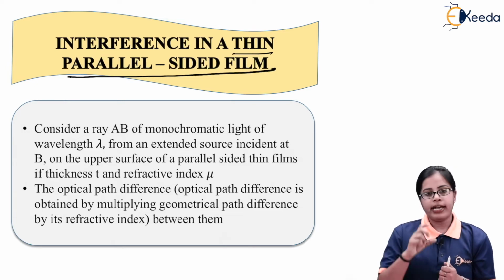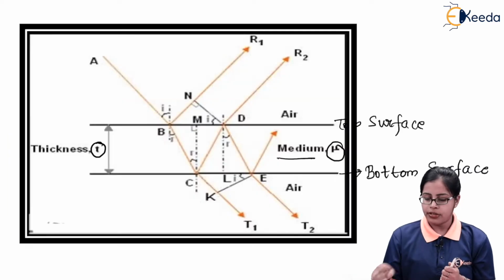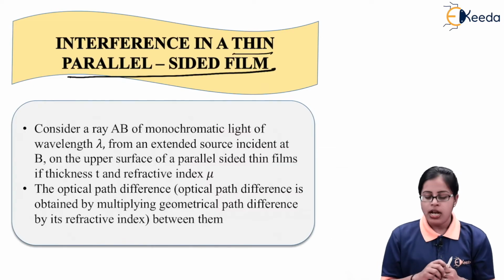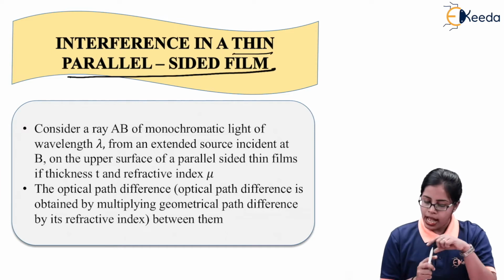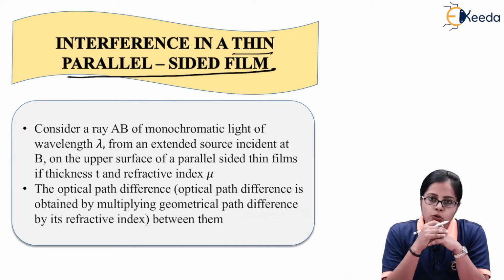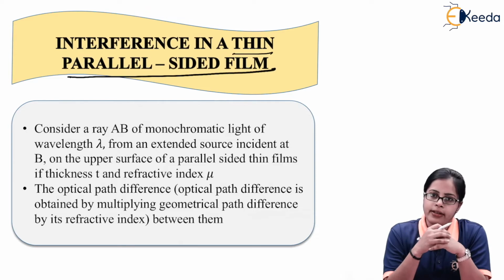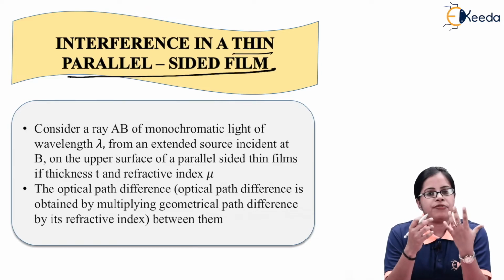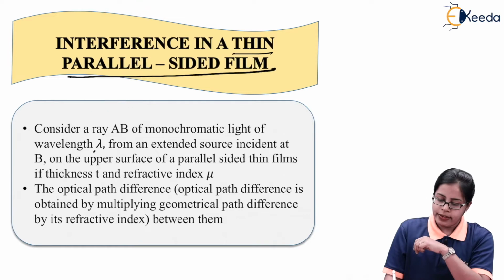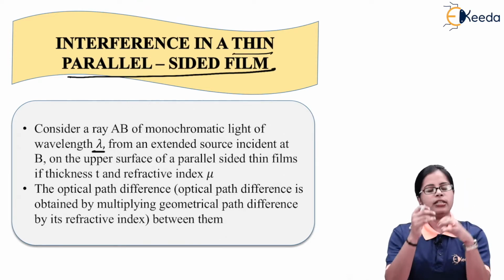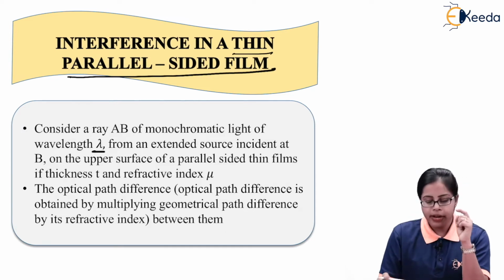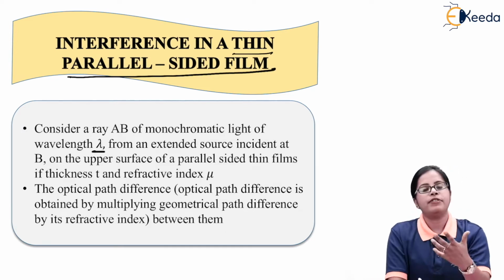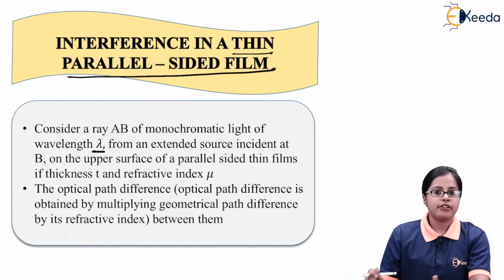Next, consider the thin film, as I showed in the diagram, of thickness t and refractive index mu. I consider an extended source of light kept above the thin film, emitting monochromatic light, that is light of a single wavelength, lambda. Out of all the rays coming from the extended source, I've considered only one ray, the AB ray.